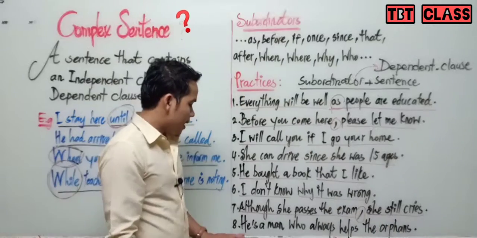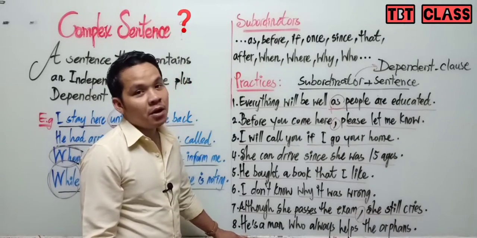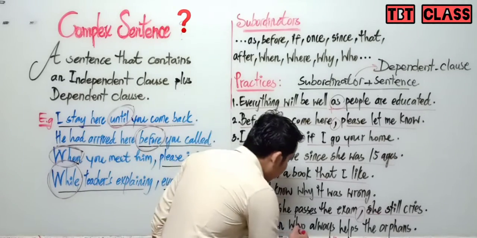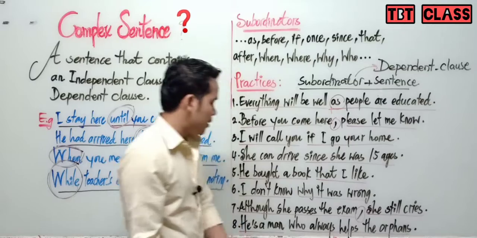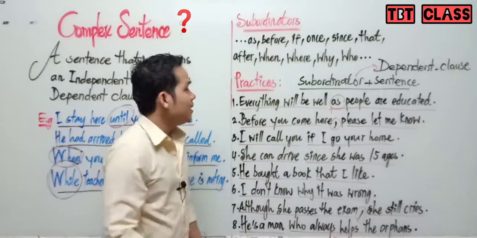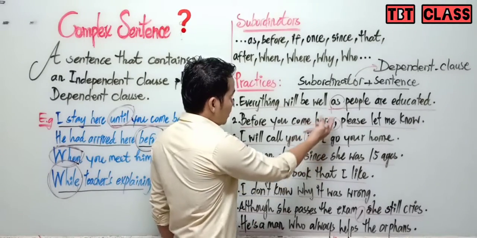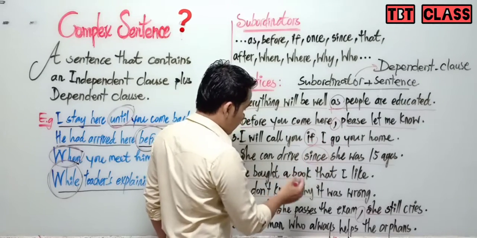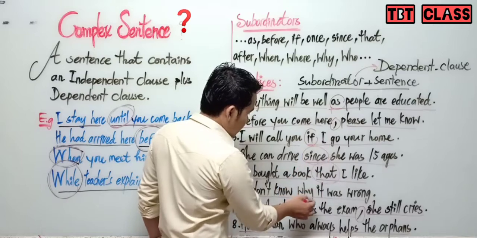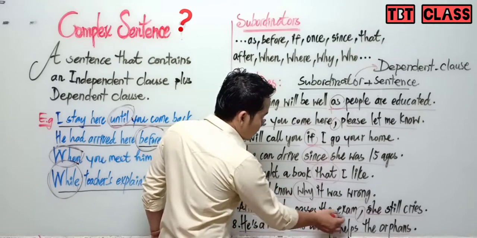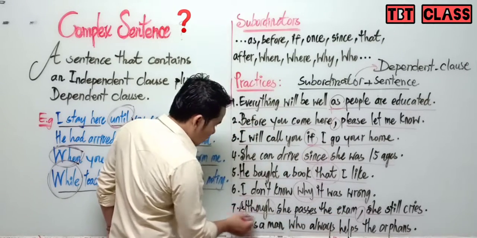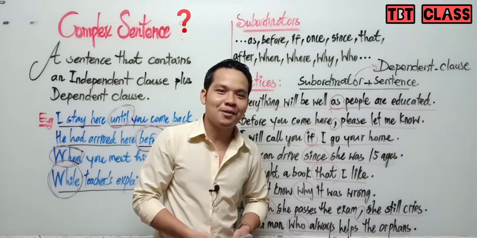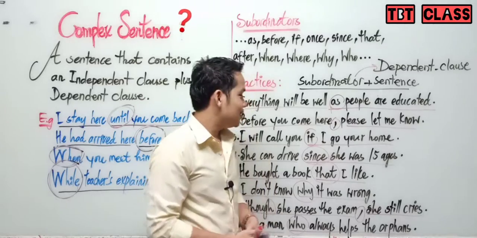Number 8: He is a man who overheard the offense. So you got it: independent clause and dependent clause. So it is a complex sentence. So let's see from number 1: as, if, since, that, why, and another one, who. They are subordinating conjunctions or subordinators.